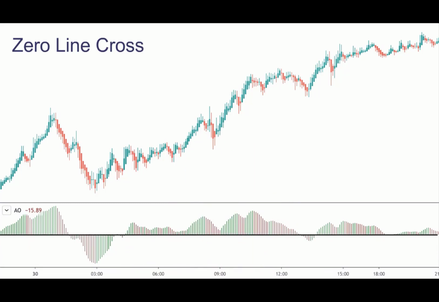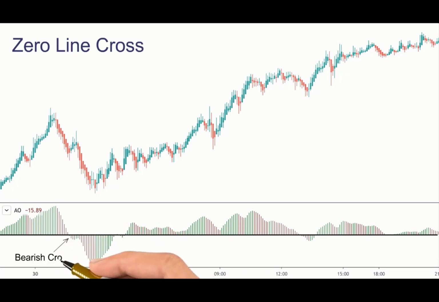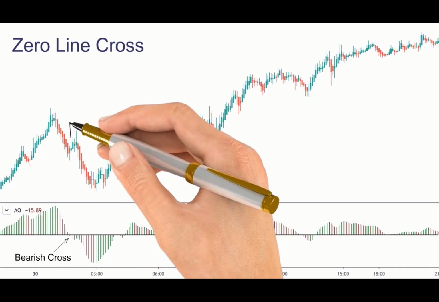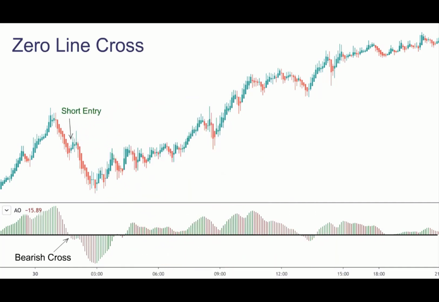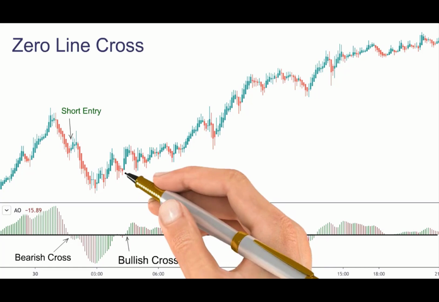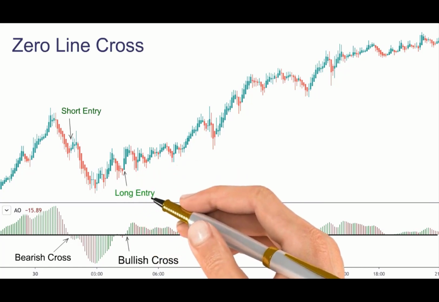In the first entry that you'll notice, the oscillator crosses below that zero line, so we've got a bearish cross. If you move up to the correlating spot on the chart, we'll mark our short entry would have been somewhere in here, and that would have worked out quite nicely. Now we'll move along a little further, and the next cross is a bullish cross. We would take our long entry somewhere in here, and that also would have worked out nicely.